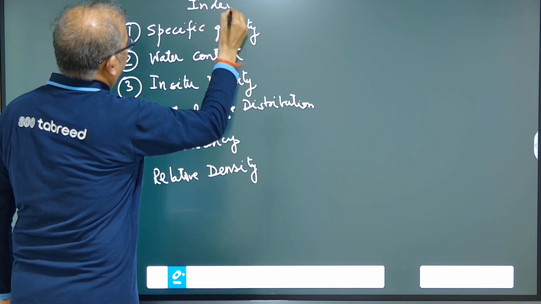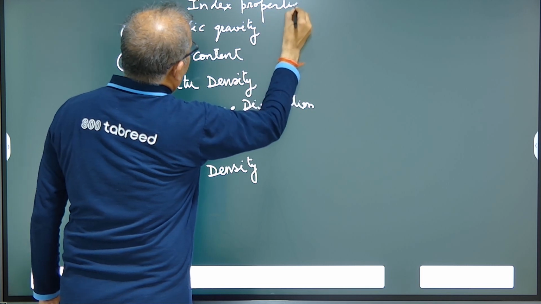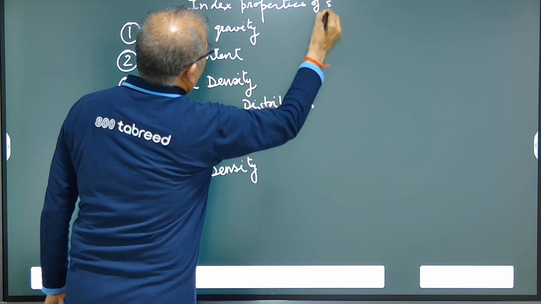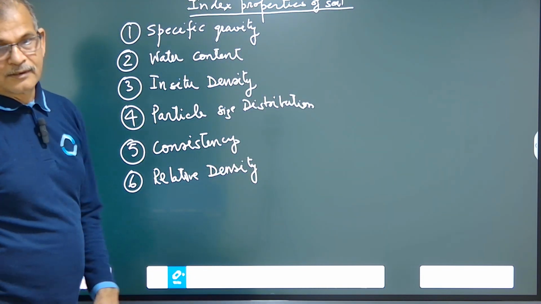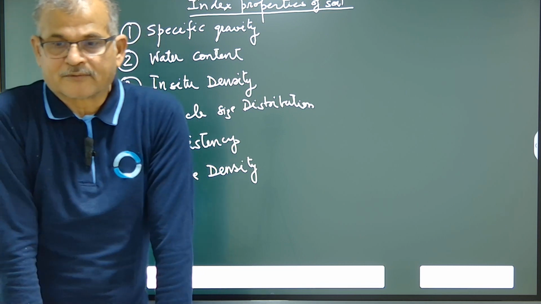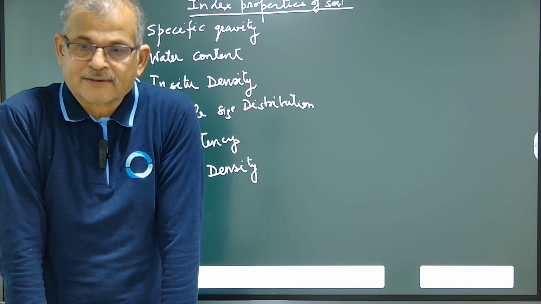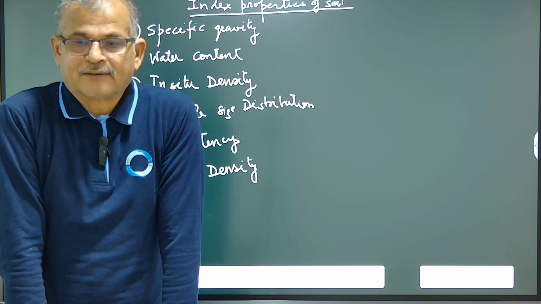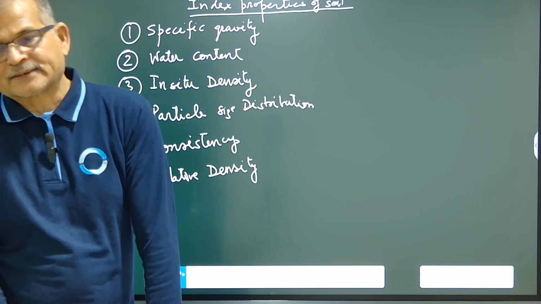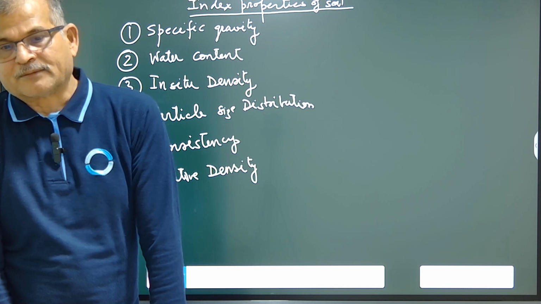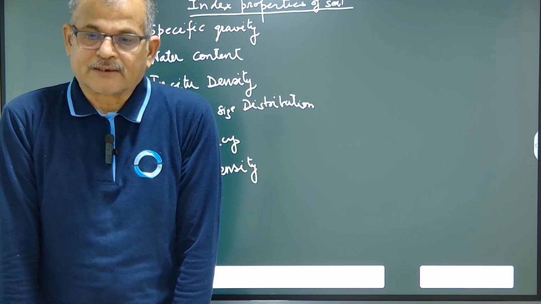So under the index properties, we determine the specific gravity, water content, in situ density, particle size distribution, consistency, and relative density. One by one, what is the procedure, what are the IS code recommendations, etc., we will be studying in coming videos. Today we will be taking up the specific gravity, how to determine the specific gravity of the soil.